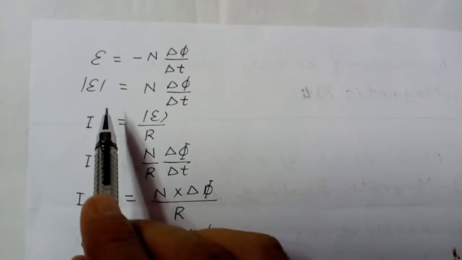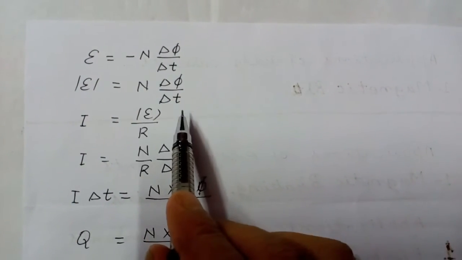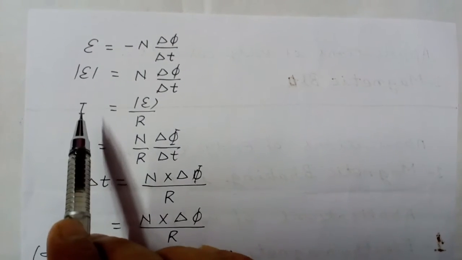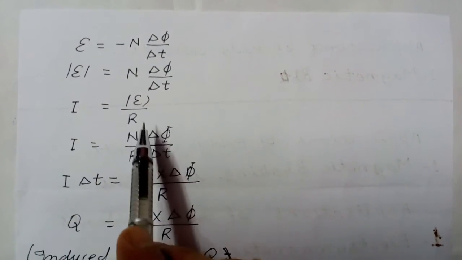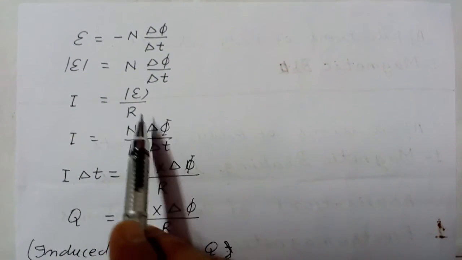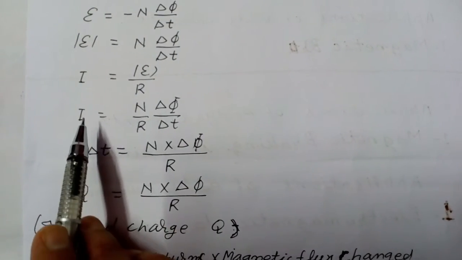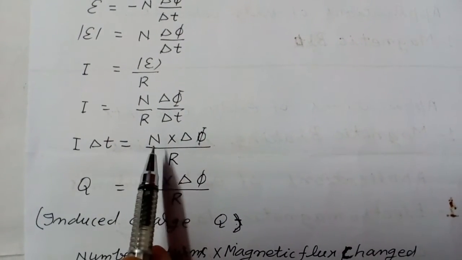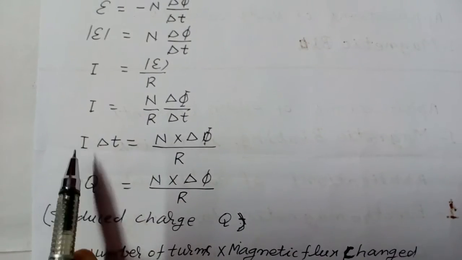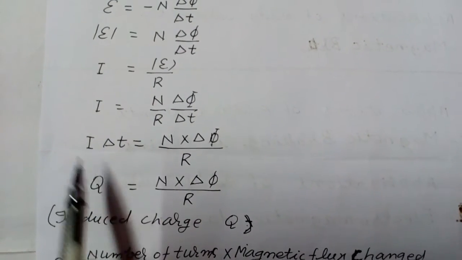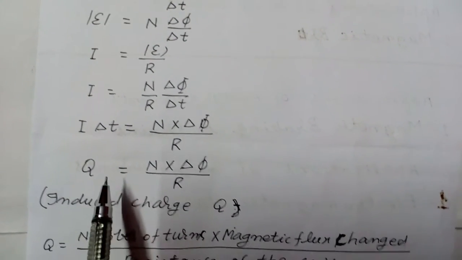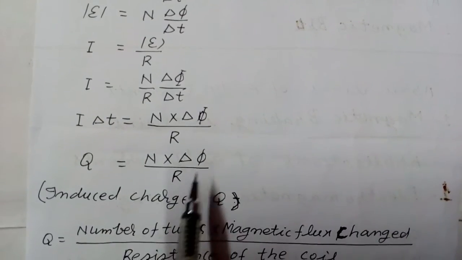Now the mod of induced EMF is equal to n into delta phi upon delta t. If the resistance of the coil is R, then the induced current is equal to E upon R. So I is equal to N into delta phi upon R into delta t. Put this E and divide this by R. Now multiply this delta t to this I. So I into delta t is equal to N into delta phi upon R. Now I into delta t is the induced charge Q. So the induced charge Q is equal to N into delta phi upon R.